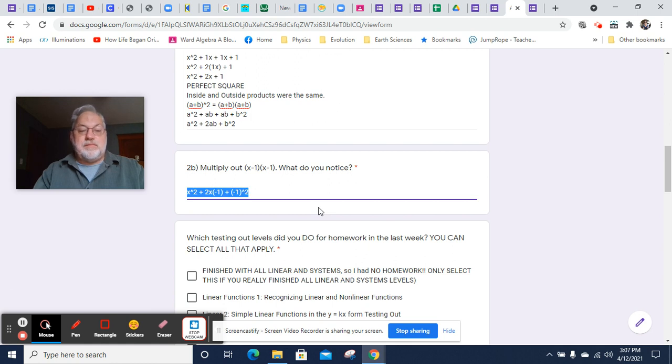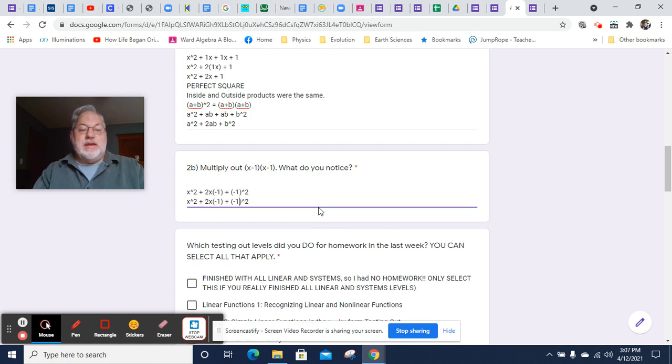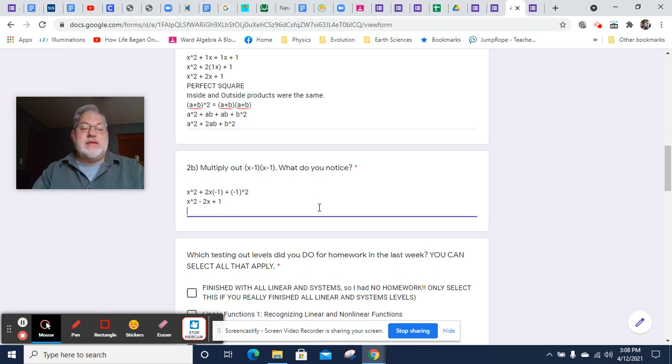Okay. And let's simplify that. Negative 1 squared is just going to be 1. 2x times negative 1 is going to be negative 2x. Like that. Now, that is what the structure leads us to. Let's see if that actually pans out when we multiply it out.